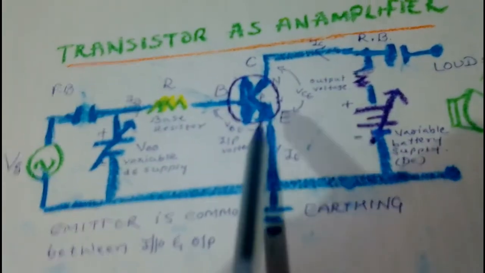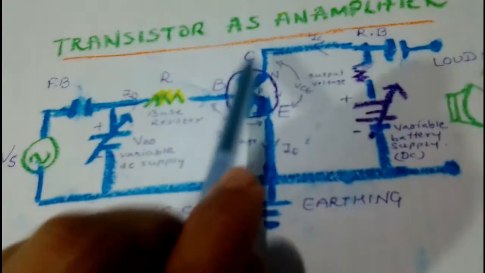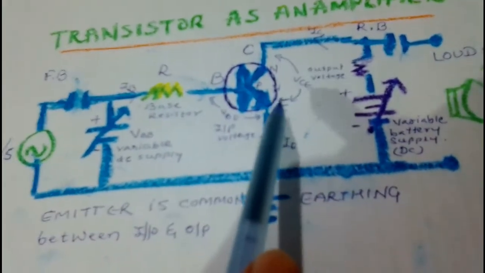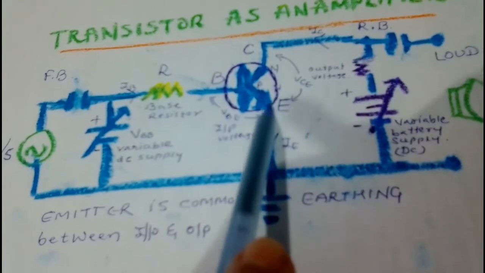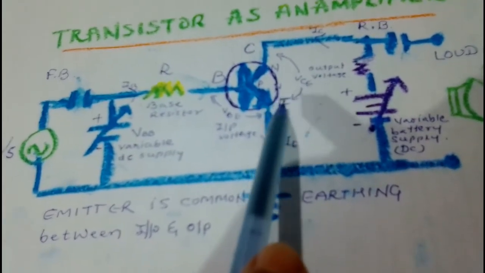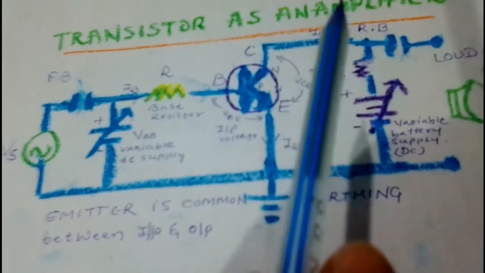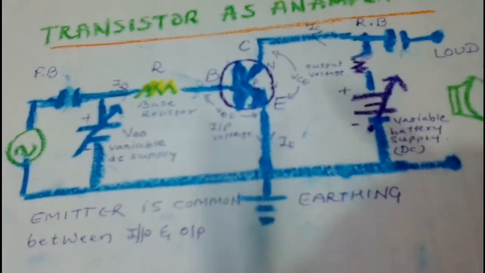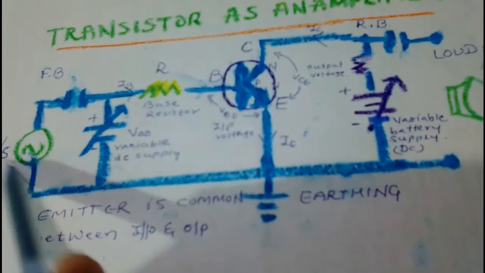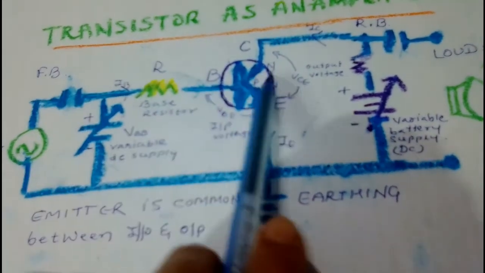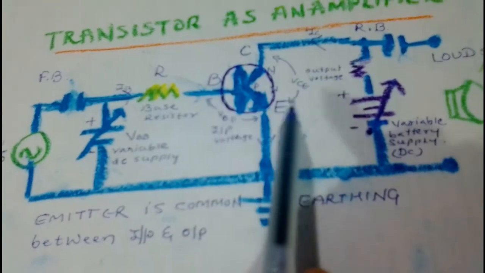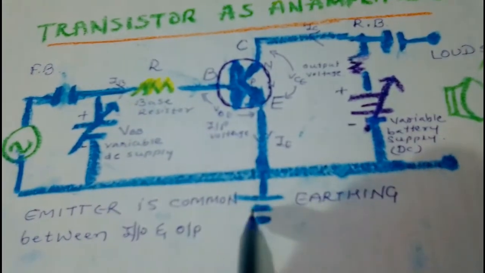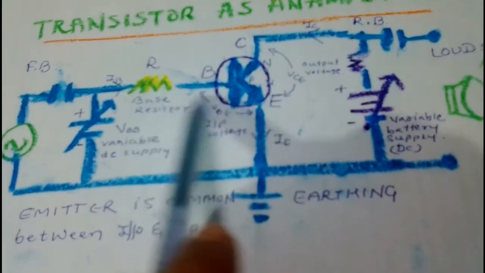Here we are using an NPN transistor. In an NPN transistor, the majority charge carrier is negative charge, that means electrons. Being light in weight, they are good charge carriers. Now the input signal is Vs. It is given to the base of the transistor. This is the base, this is the collector, and this is the emitter. The emitter is grounded.